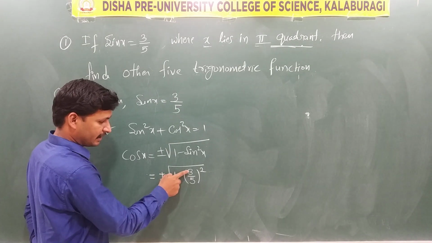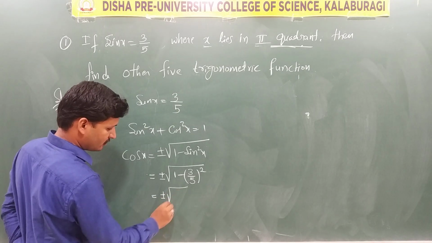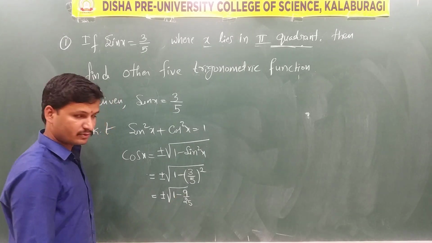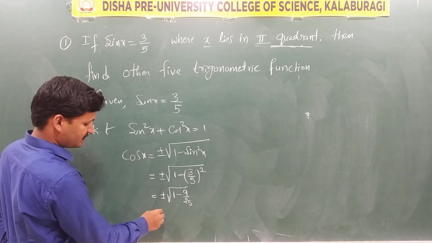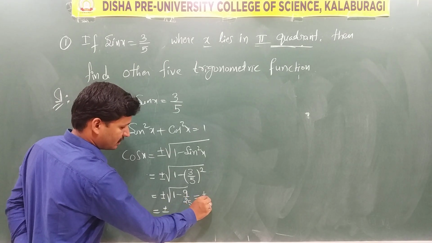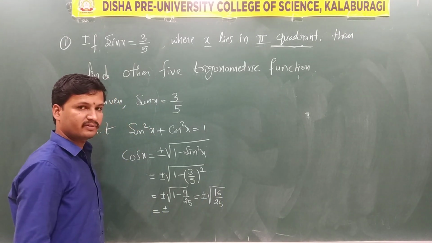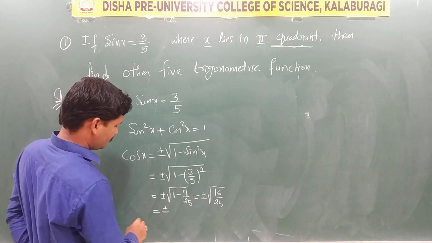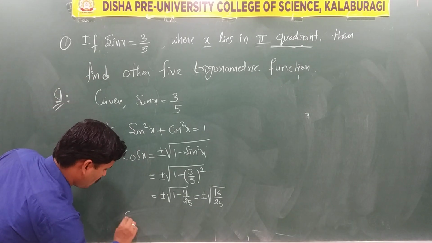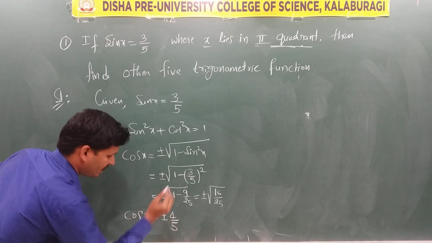1 minus 9 divided by 25, which is equal to plus or minus under root of 1 minus 9 divided by 25. So LCM is 25, so 25 minus 9 is 16. So plus or minus under root of 16 divided by 25. Under root of 16 by 25 is 4 divided by 5. So cos x is equal to plus or minus 4 divided by 5.